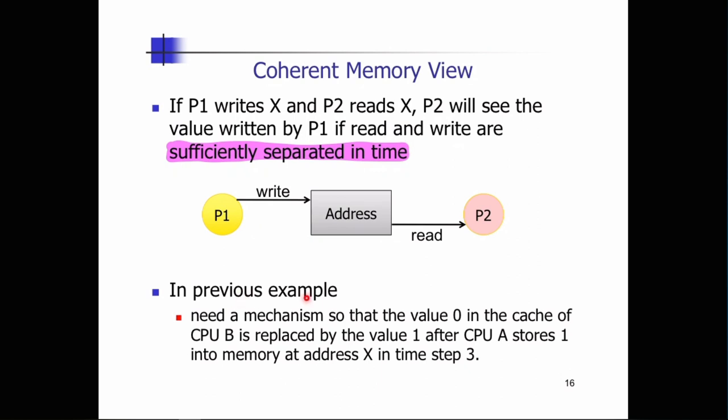So in our previous example, that would mean that we would need a mechanism so that the value 0 in the cache of CPU B is replaced by the correct value or the new value 1 after CPU A stores 1 into the memory at address X in time step 3. So we need some sort of mechanism to update the private cache of other processors. That is called a coherent memory view. We don't have that so far. If we have it, then we can call it a coherent memory.